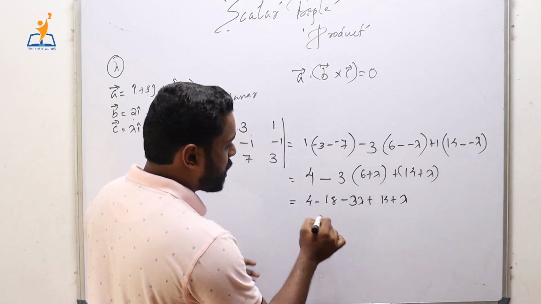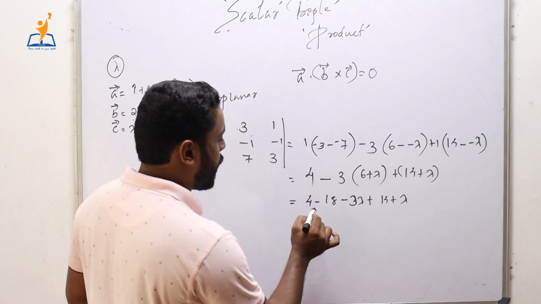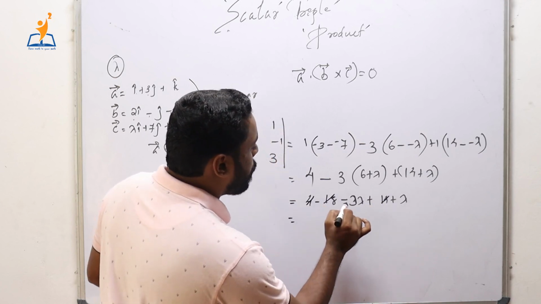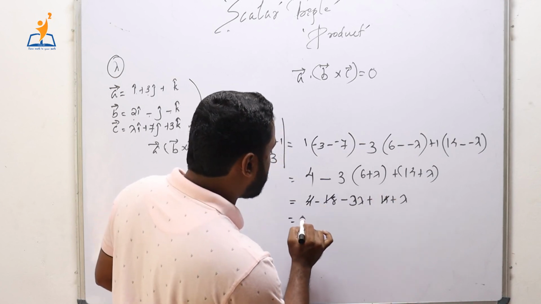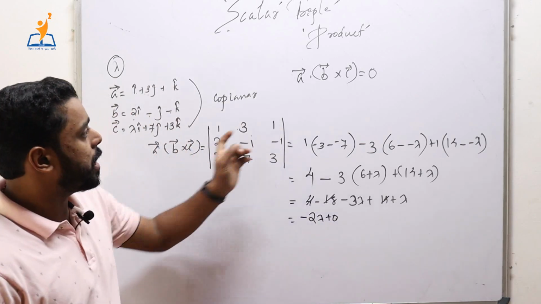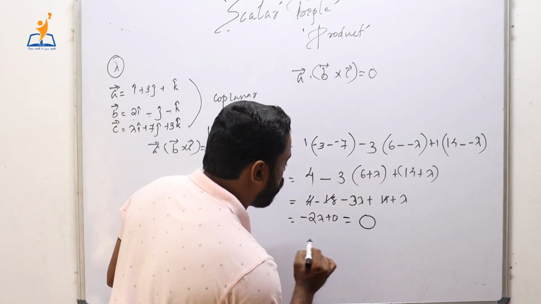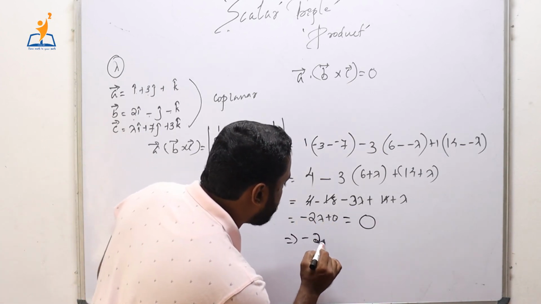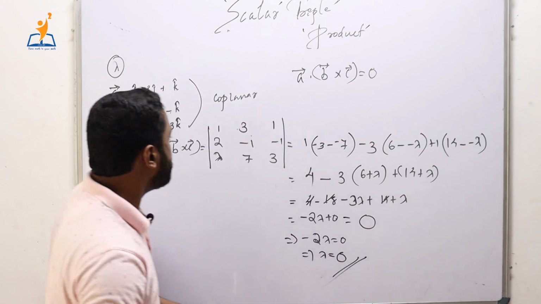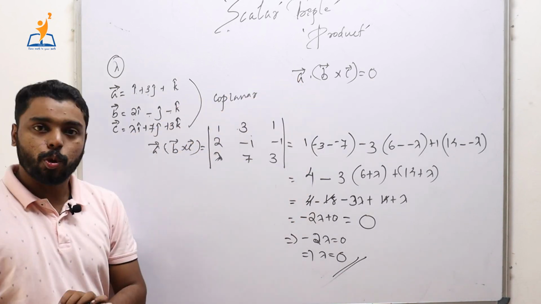Right. Now we can simplify this again. 4 minus 18 is minus 14. Minus 14 plus 14 is equal to 0. So minus 3 lambda plus lambda is equal to minus 2 lambda plus 0, and this box product must be equal to 0 for the three vectors to be coplanar, which means minus 2 lambda is equal to 0, which means lambda must be equal to 0. That means lambda must be equal to 0 for these three vectors to be coplanar.